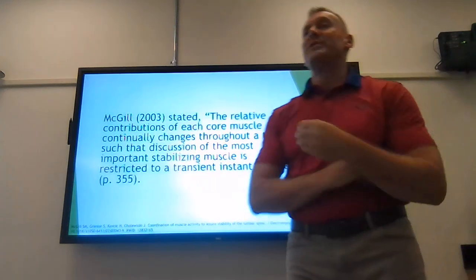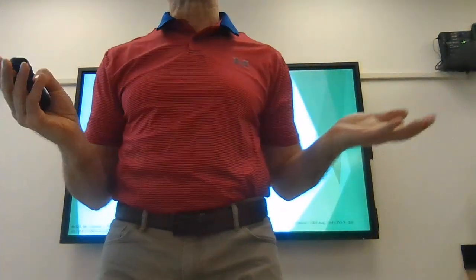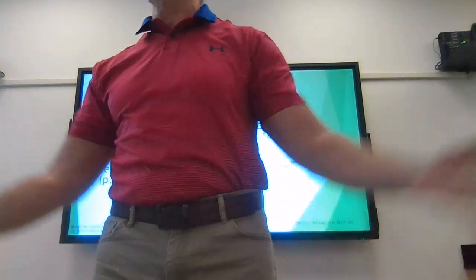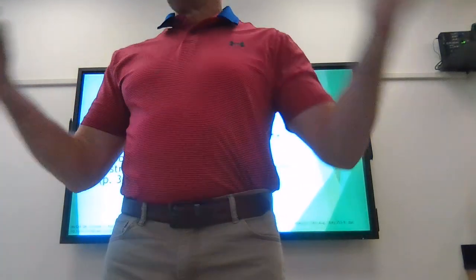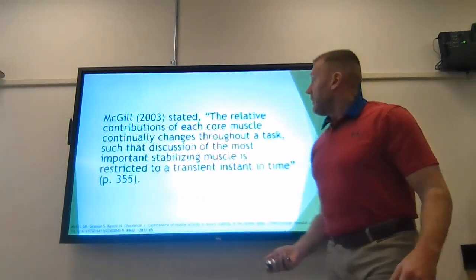So is there a most important core muscle? Is there one that should receive emphasis above all others? No, they're all important because the stability requirements can change instantaneously. So the nervous system has to find the right combination to deal with the forces that the body's under at the moment.